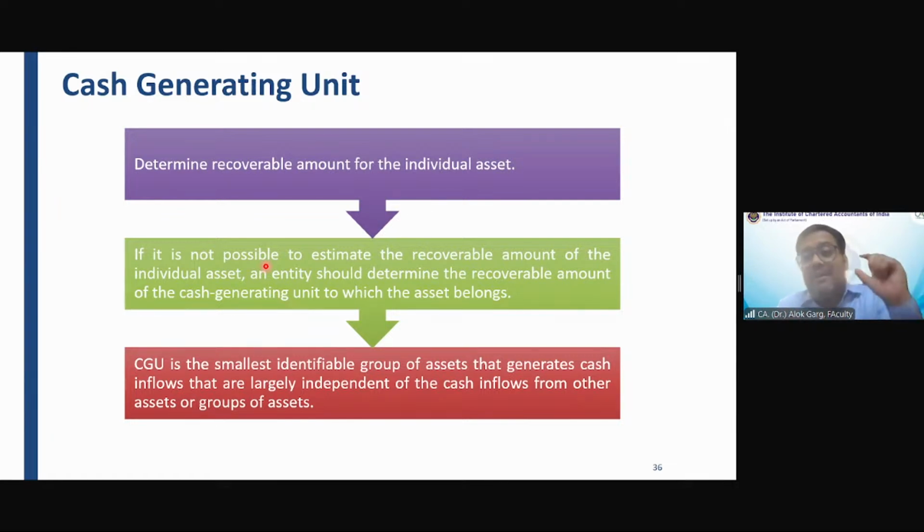So this particular asset belongs to which group? This belongs to the assembly line. This belongs to the entire series of machinery which is manufacturing cars. Assembly line, right? So this assembly line will become your cash generating unit. So what is cash generating unit? A unit, a group of assets, the smallest identifiable group of assets which can generate cash independently.